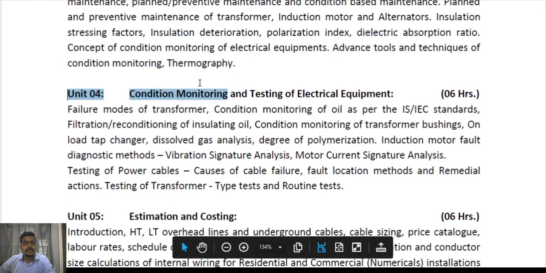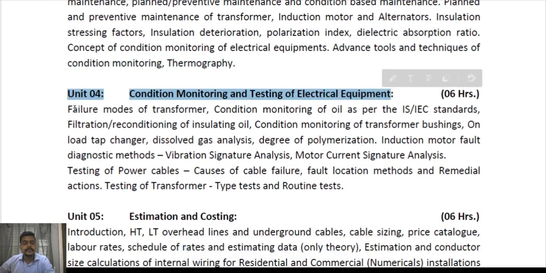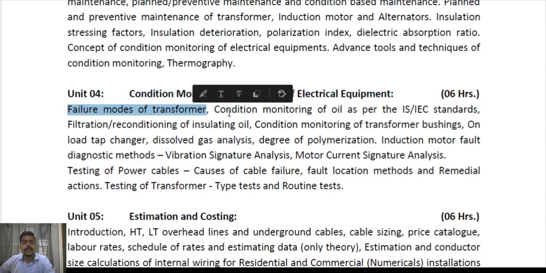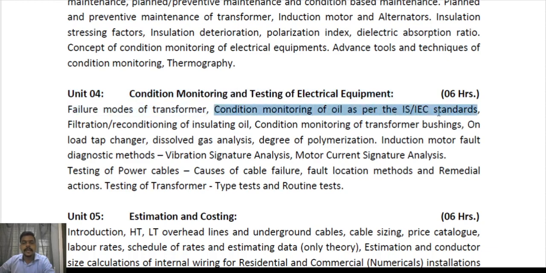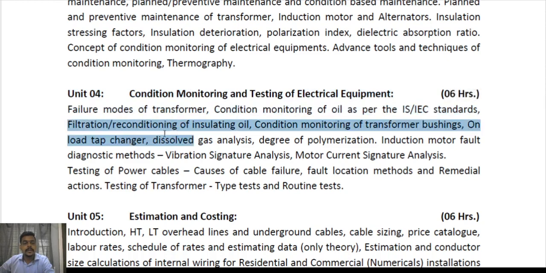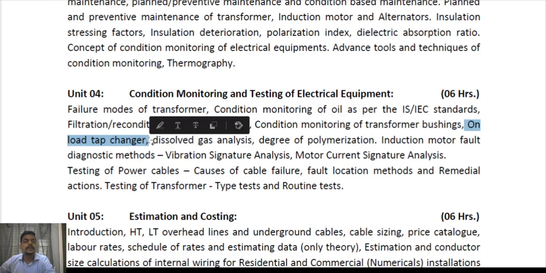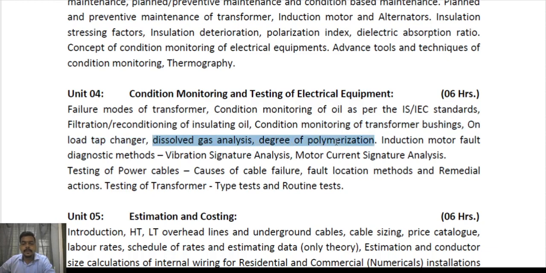Unit number 4 consists of condition monitoring and testing of electrical equipment. In this we will discuss the failure modes of transformer, condition monitoring of oil as per IS/IEC standards, filtration or reconditioning of insulating oil, condition monitoring of transformer bushings, on-load tap changer. So OLTC is very famous. Dissolved gas analysis, so this is the concept. Degree of polymerization, induction motor fault diagnostic methods such as vibration signature analysis, motor current signature analysis.